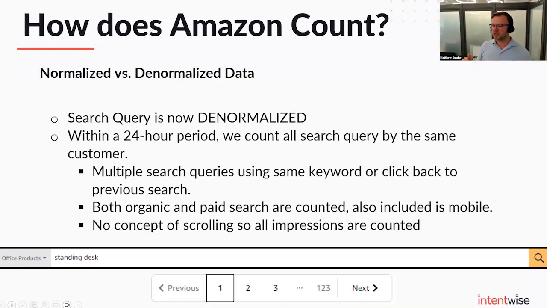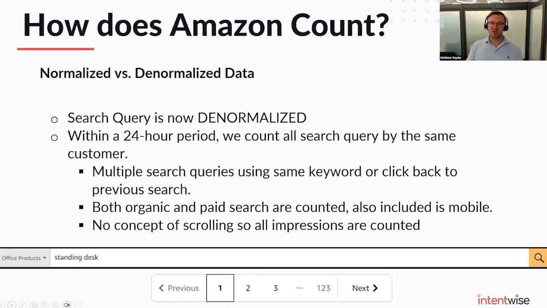So for example, here I've got the search term down below for standing desk. When a customer first makes that search in Amazon, the first thing that's going to count is every single impression or listing on that page. So if it's 40 ASINs, 60 ASINs, every ASIN on that page is automatically counted as an impression. There's no concept here of scrolling to generate the impression. If the ASIN comes up in the search results, that is an impression. In this case, if the customer was to click back to page 2, then all those impressions on page 2 would get counted.